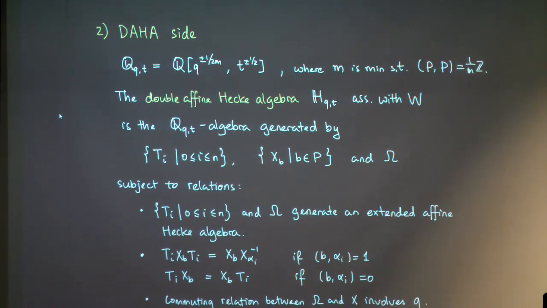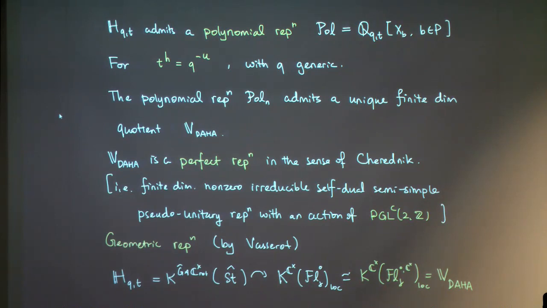So we won't need the precise definition. I just want to present to you, so you know what this algebra looks like. And as affine Hecke algebra has a polynomial representation, the double affine one also has a polynomial representation. So it acts on polynomials in X. And we will be interested in a particular specialization of those parameters. So I'm going to take t to the power of h equal to q to the power of minus u. So h was the constant number and u was the one we fixed, which is co-prime to h. And for the moment, we'll assume q to be generic.